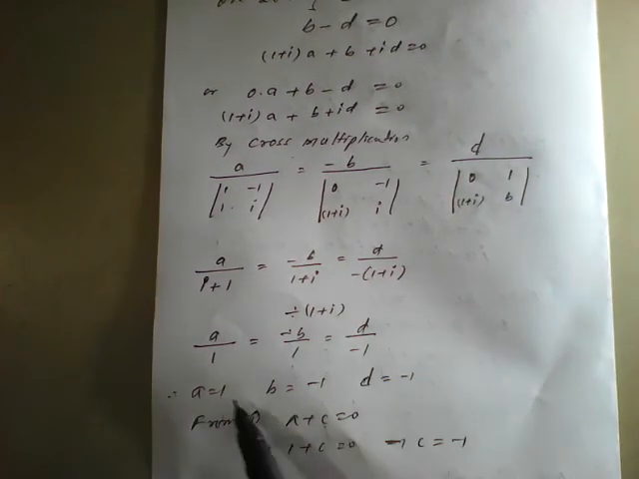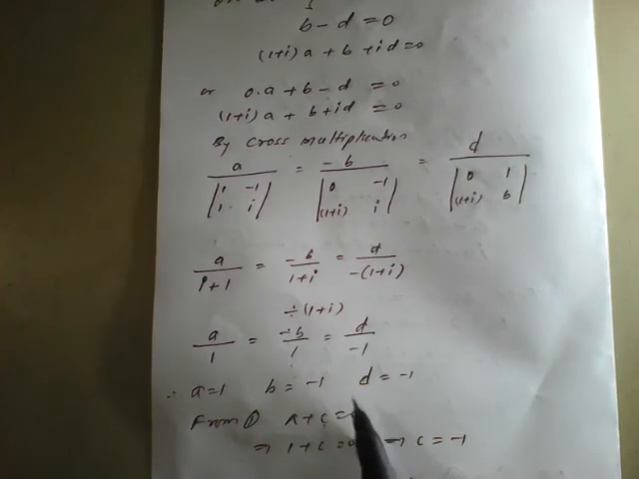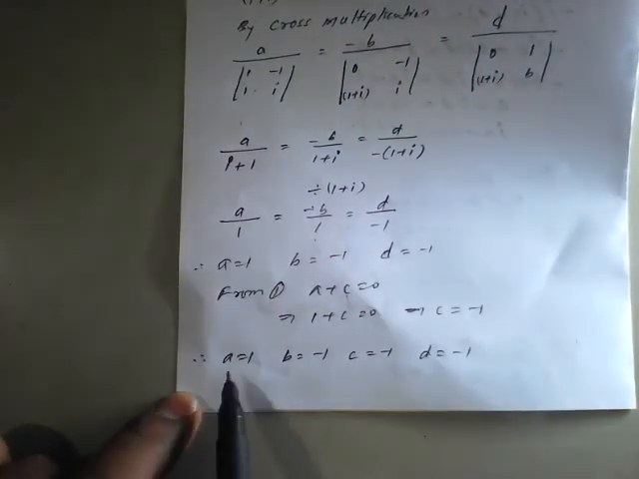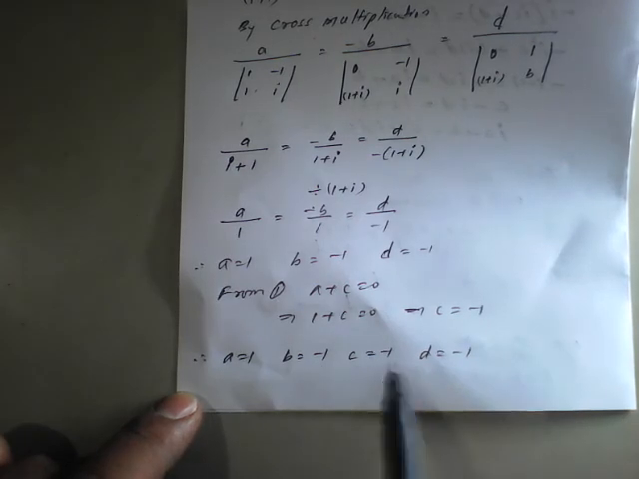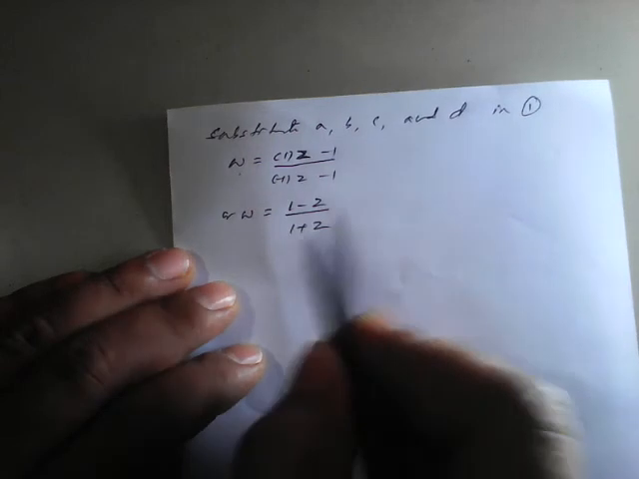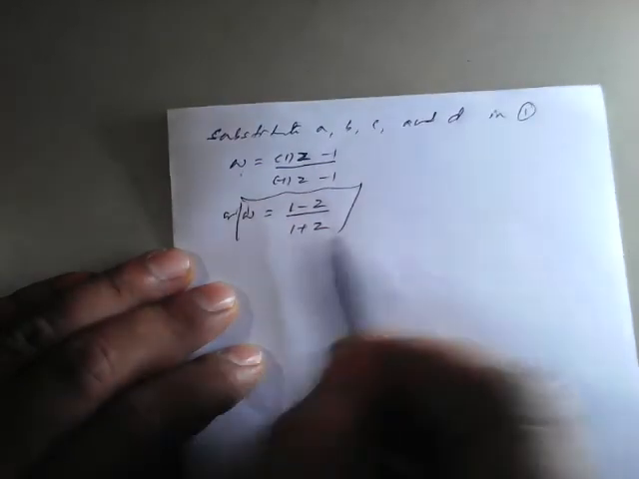So apply these a, b and d values in any of the previous equations. I had taken equation number 1. So equation 1 is a plus c equal to 0. I have applied the value of a as 1, and we got the value of c. So hence we got the values: a as 1, b as -1, c as -1, d as -1 here. So apply this in equation number 1. We'll get w is equal to 1 minus z upon 1 plus z, which is the required bilinear transformation.